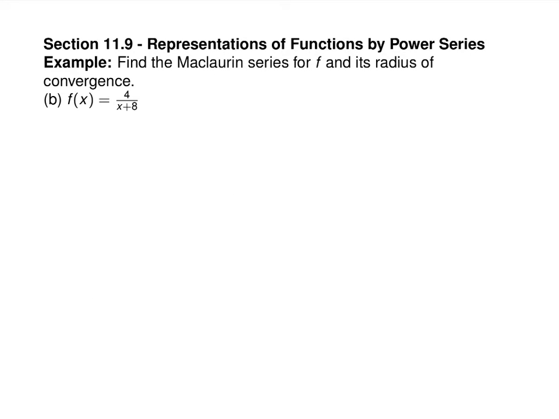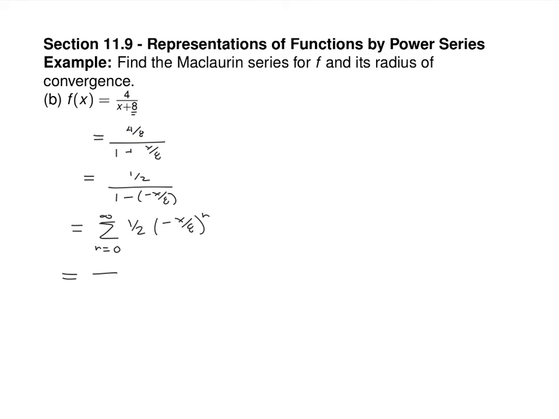Now, using that geometric series formula depended upon this number being a 1, so to make that happen, we divide everybody by 8, 4 over 8, over 1 plus x over 8, which is the same thing as a half over 1 minus negative x over 8. So that is the sum from n equals 0 to infinity, 1/2 times negative x over 8 to the n, which is the sum from n equals 0 to infinity, 1/2 negative 1 to the n, x to the n over 8 to the n.